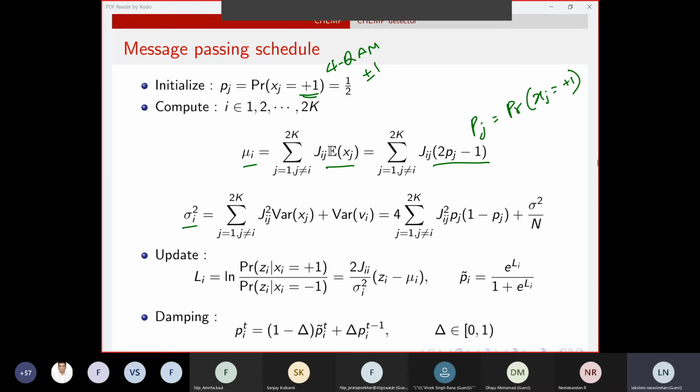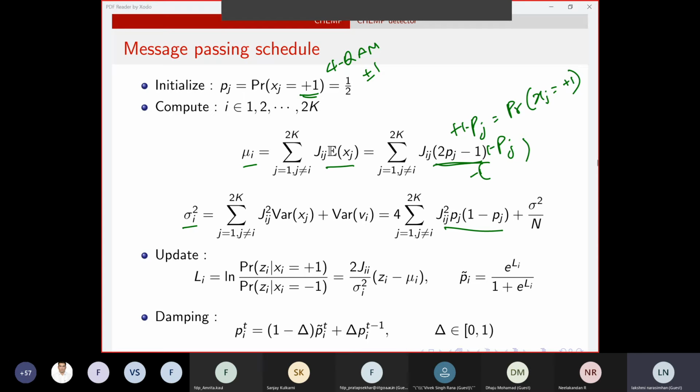So yeah, the probability of xj being minus 1 is 1 minus pj. So the mean is plus 1 times pj plus minus 1 times 1 minus pj. We get 2pj minus 1. Similarly, we get the variance here.